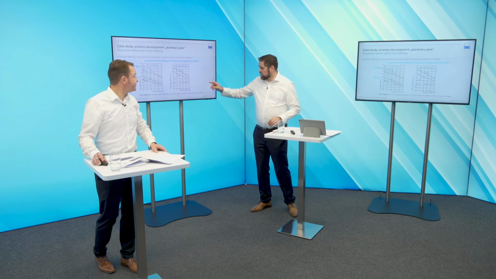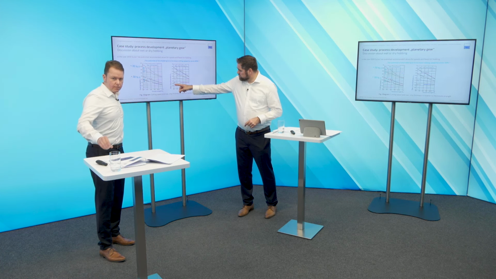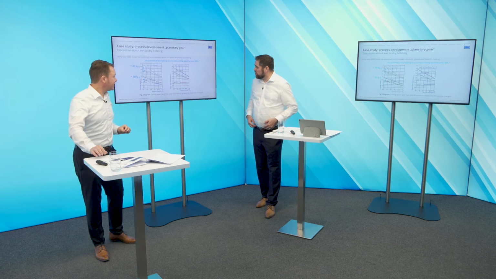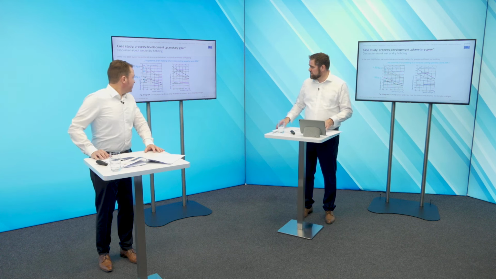Jörg, if we look shortly to this diagram, what I'm wondering is here we have a maximum chip thickness, and then for dry we have also a minimum, but I don't see something for wet cutting. Can you explain this topic a little bit?